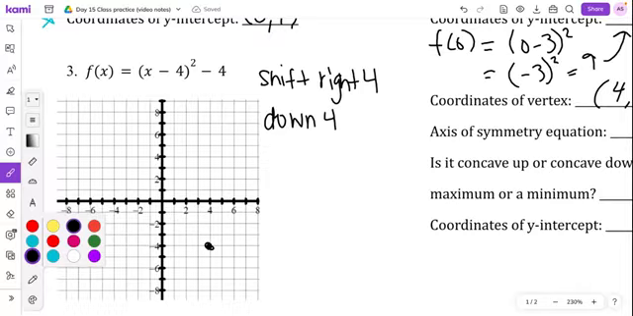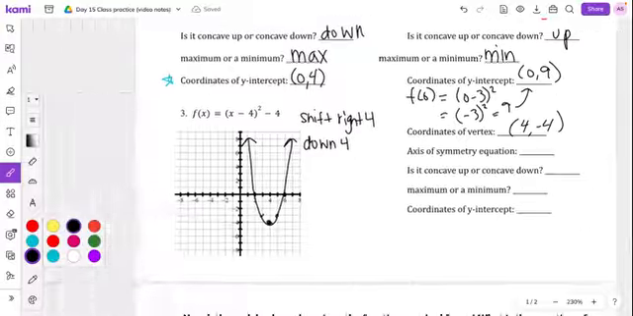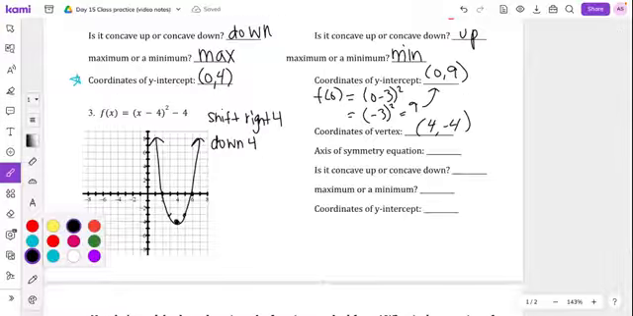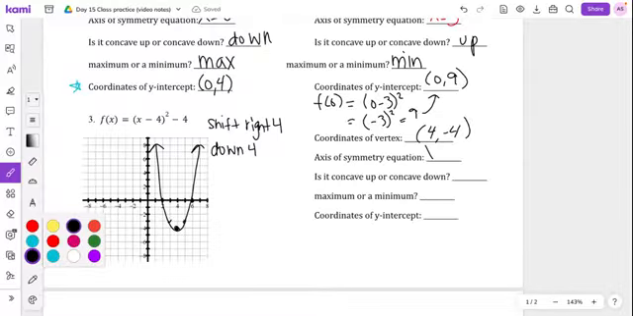Okay, so from there, we can go out 1, up 1, out 1, up 1. We can go out 2, up 4, out 2, up 4. And then we can go ahead and sketch in that parabola and make sure we have arrows on it. So our axis of symmetry is going to be the equation where x is in our vertex. So that's going to be where x is equal to positive 4. And using a different color, I can go ahead and sketch that dashed line in right there.